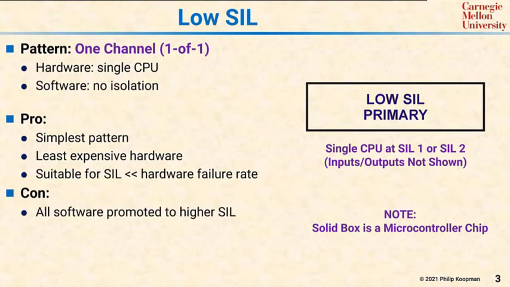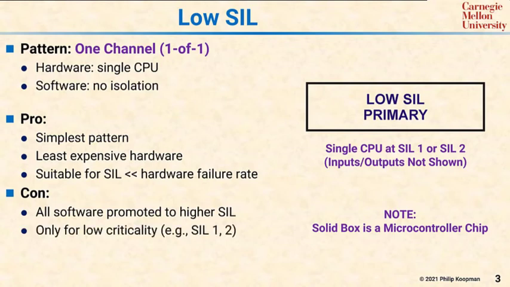The cons are that all the software in the system has to be promoted to the highest SIL present. So if you have a SIL2 system, and even if only one function is SIL2, every line of code in the entire system has to be written at SIL2 so that it won't compromise the single SIL2 function. Beyond that, this system is only acceptable for low criticality SIL1 and 2.